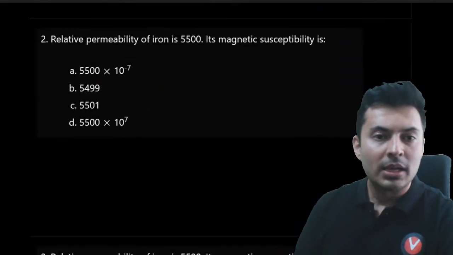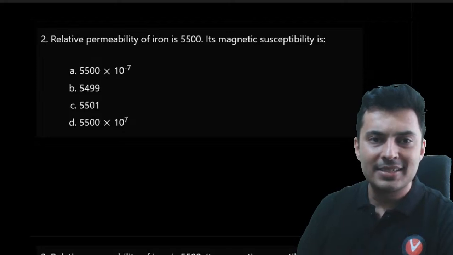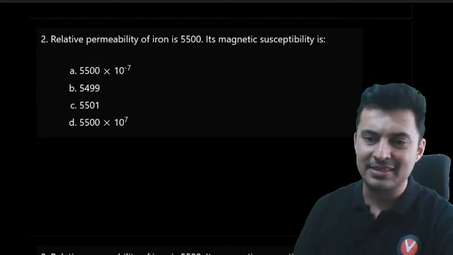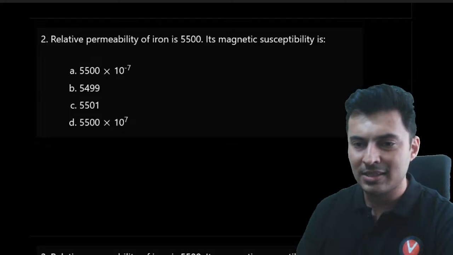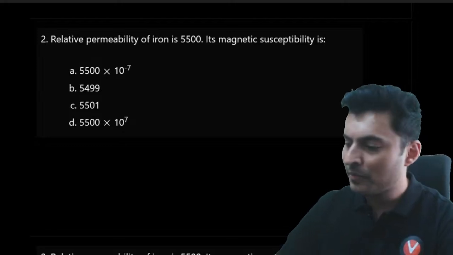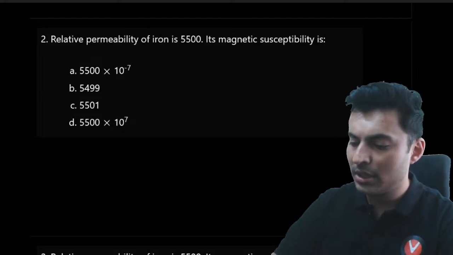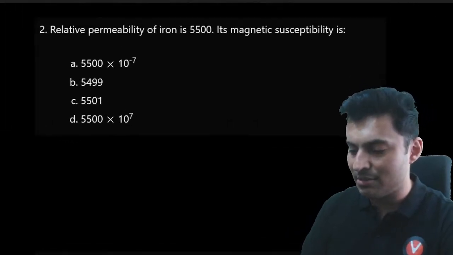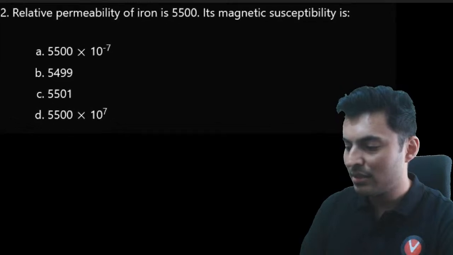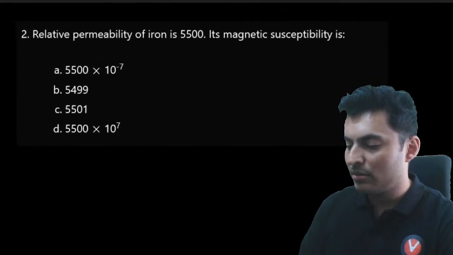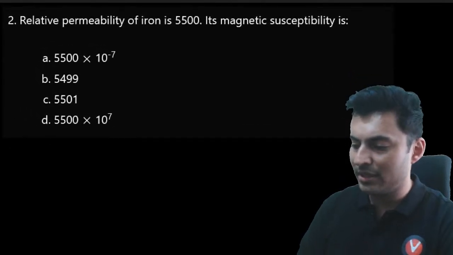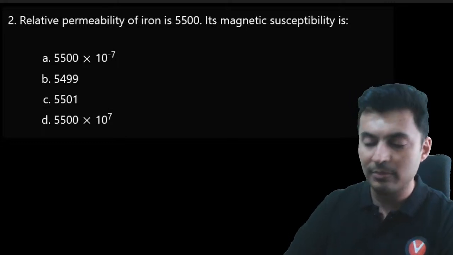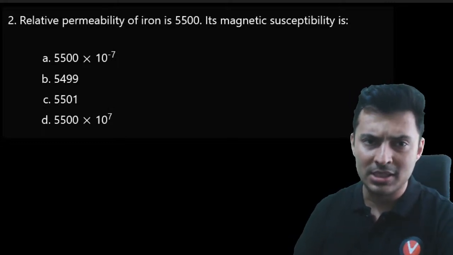Yes, this one. Relative permeability of iron is this much. The magnetic susceptibility is how much? Come on, let's try to do this question. There are a few things which were deleted from this chapter, like your hysteresis loop and so many other things. Earth's magnetism, etc., were deleted from this chapter.